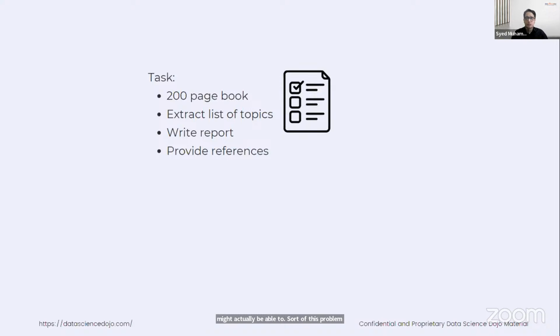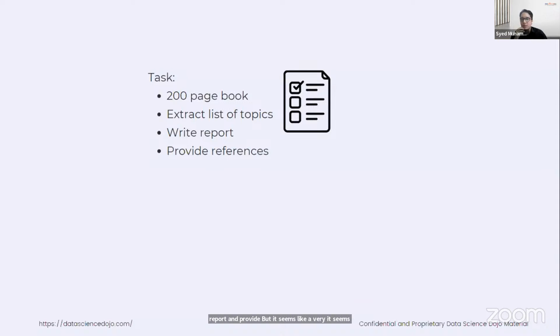The first solution for this would be that you go page by page, extracting the list of topics and the relevant information along with it. And by skimming through all of those 200 pages, you'll be able to extract all of this information. Once you have extracted the information, you'll write the report and provide references. But it seems like a boring task, doesn't it?